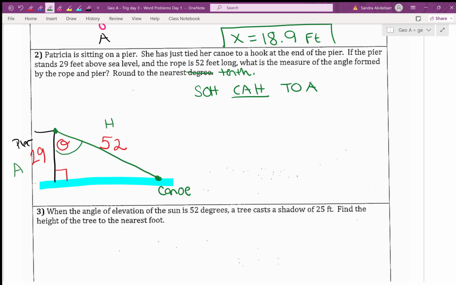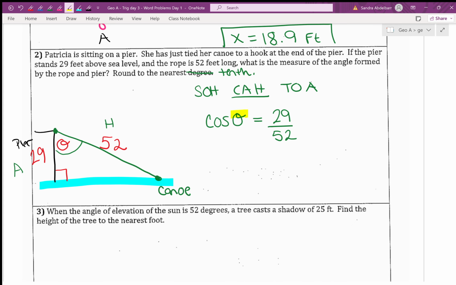CAH, what does CAH stand for? Cosine. And now how do I write it? Cosine what? Theta. Good, Vincent. Cosine theta, always the angle with the cosine, sine, or tangent. So cosine theta equals the adjacent, which is 29, over the hypotenuse, which is 52.